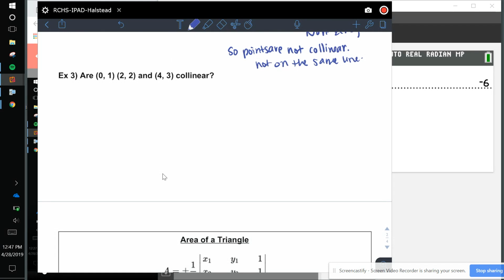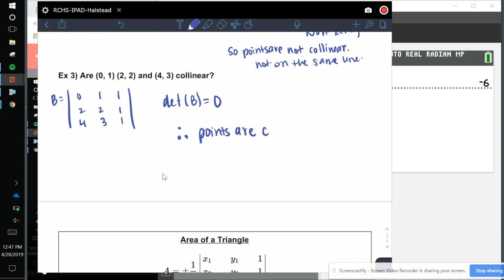All right, so I'm going to set this up as B this time, equal to 0, 1, 2, 2, 4, 3. What do we make this last column? Oh yeah, all ones. I plugged this into my calculator, and I got the determinant of B is equal to 0. So that is not non-zero, so therefore the points are collinear. So they are all on the same line.